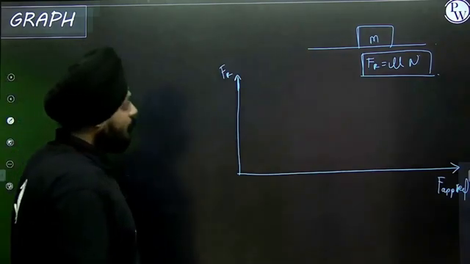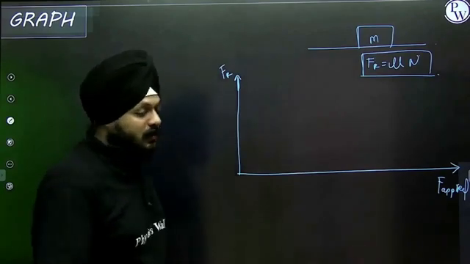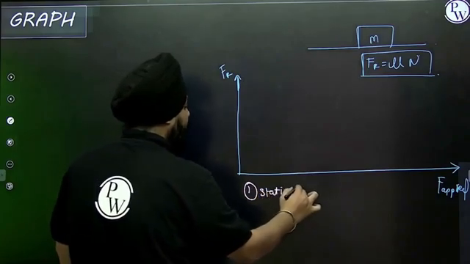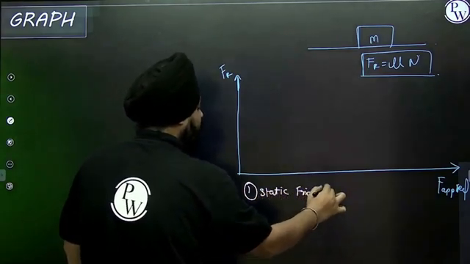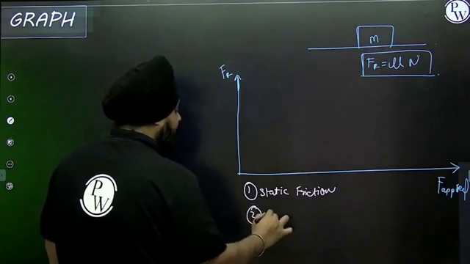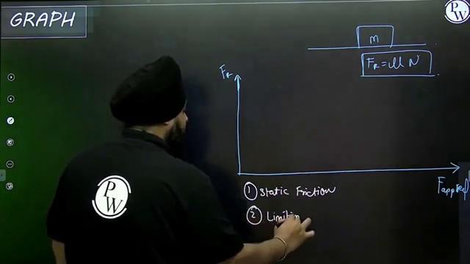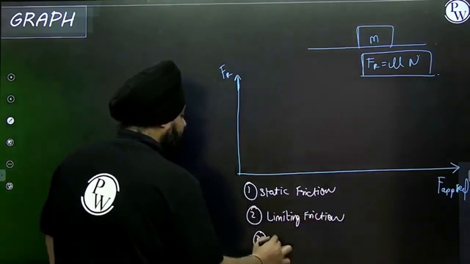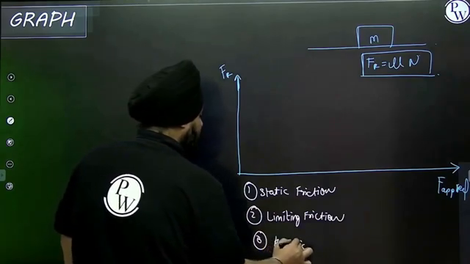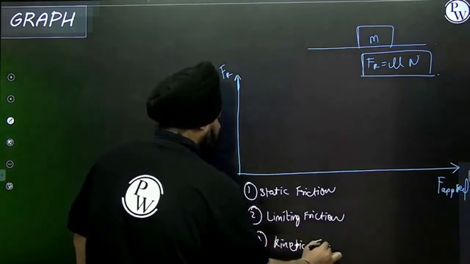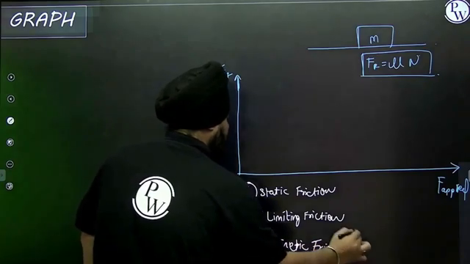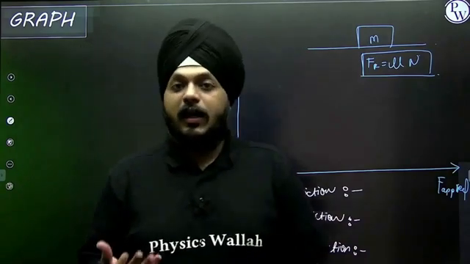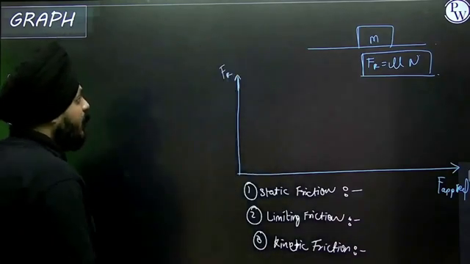First step, we are going to classify what is static friction, what is limiting friction, and what is kinetic friction. Static friction, limiting friction, kinetic friction. So let us take an example.